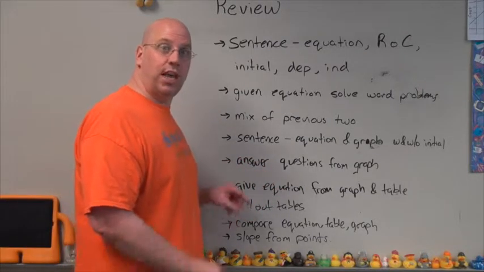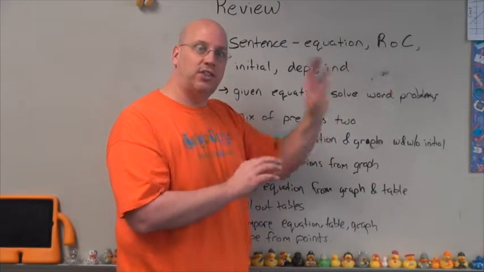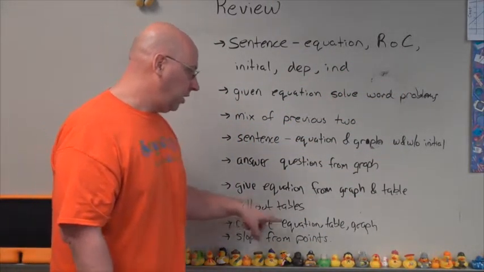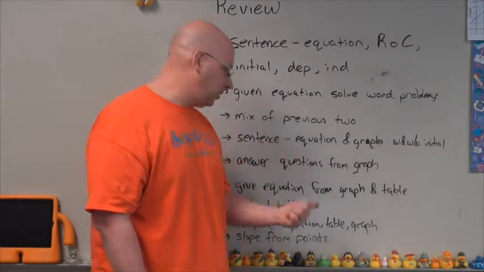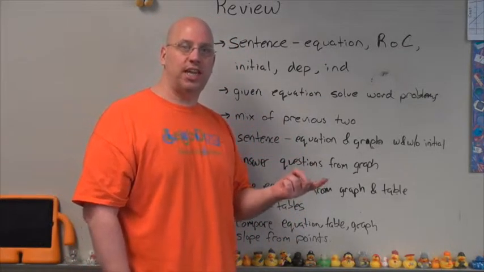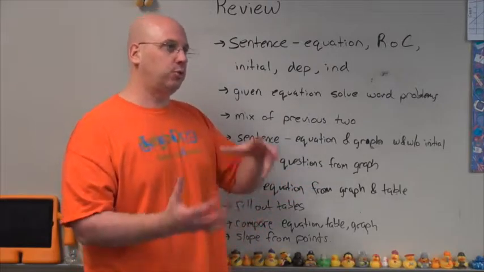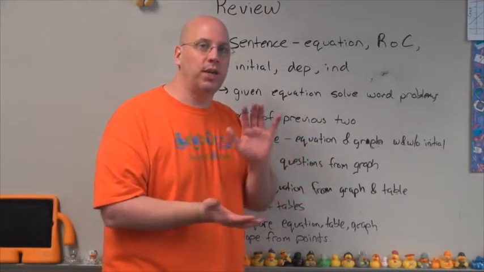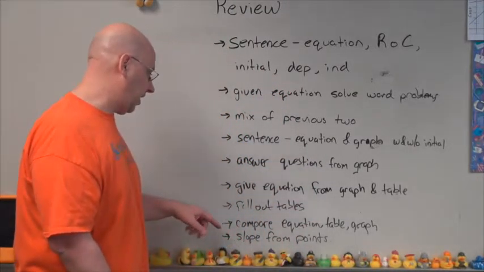You have to fill out tables. So that's where you have some blank spots. You have to find the pattern and fill out the rest of the table. You have to compare three things. One of them is given to you as an equation, one's given to you as a table, one's given to you as a graph, and you're going to be asked which one is the higher rate, which one has this, that, and how do you know? So you're really going to have to understand those three things and how they relate.